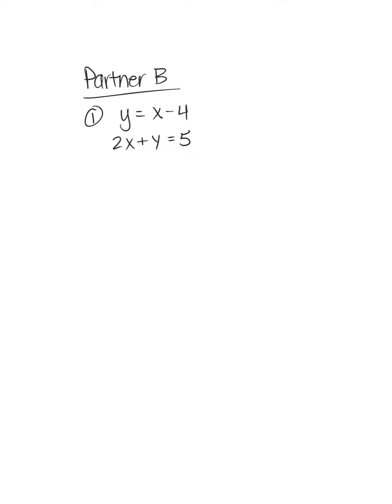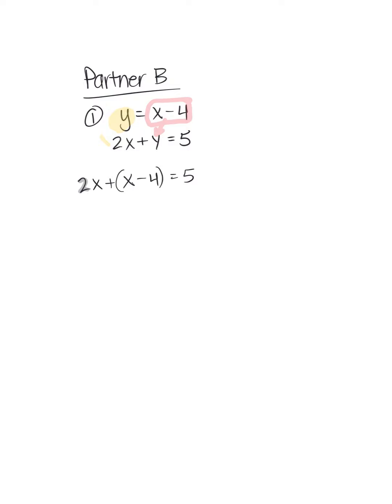In this system, we're back to kind of an easy problem where they've already isolated one of the variables for us. So I'm going to take this x minus 4, and I'm going to substitute it for y. So I'm going to rewrite my second equation, 2x plus y, but instead of y, I'm going to substitute x minus 4 equals 5. This is my y. I just substituted it for what I already know is equal to y.